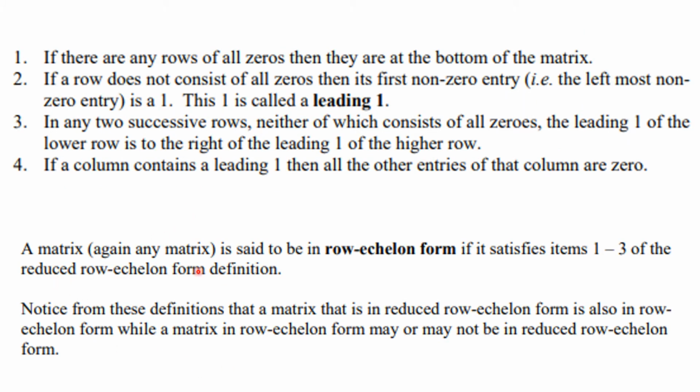Note that a matrix, and again any matrix, is said to be in row echelon form if it satisfies 1 through 3 of the reduced row echelon form definition. Notice from these definitions that a matrix that is in reduced row echelon form is also in row echelon form, while a matrix in row echelon form may or may not be in reduced row echelon form.